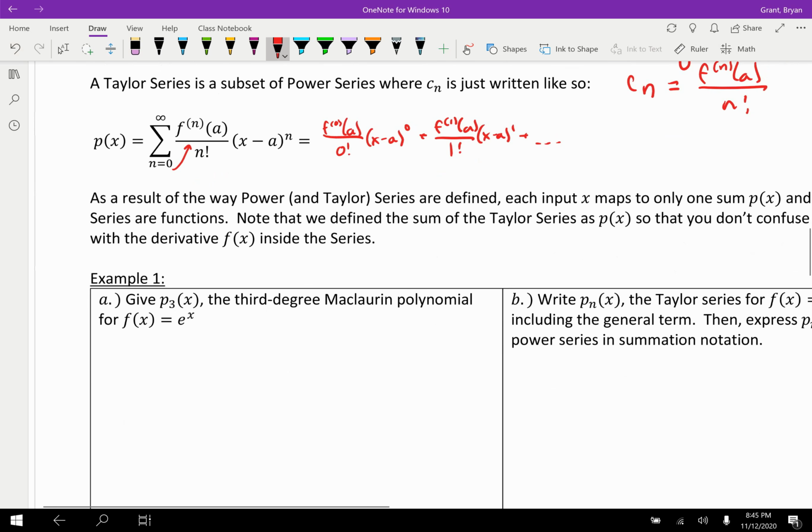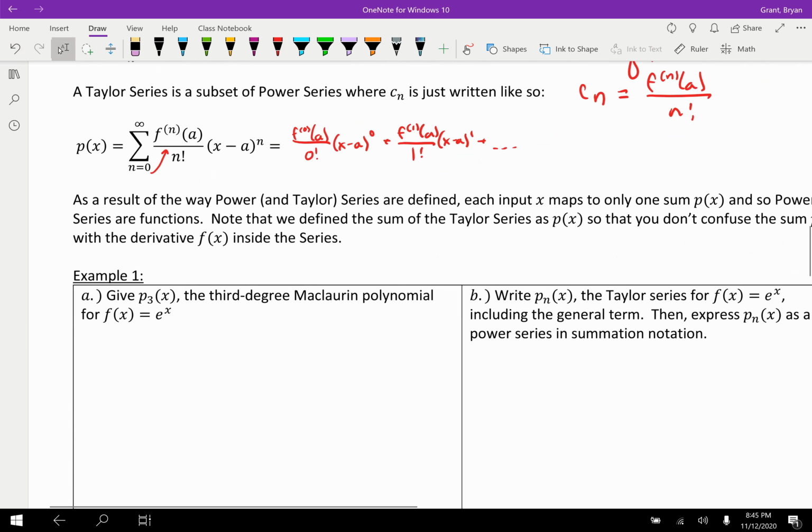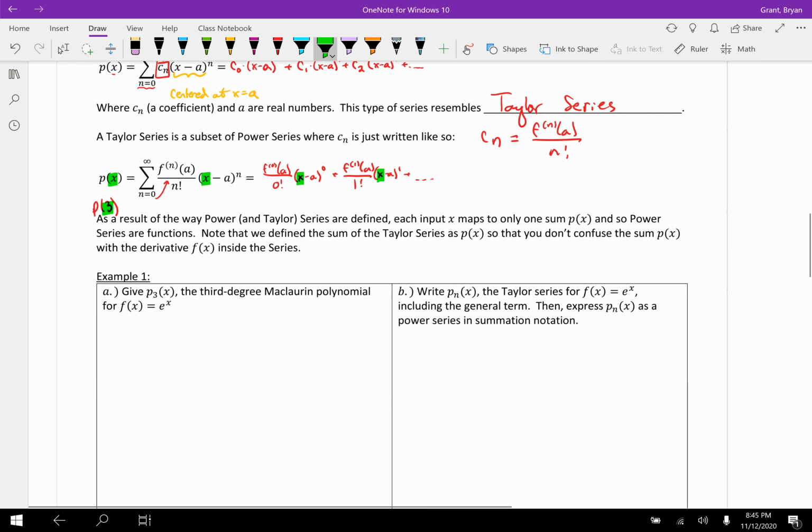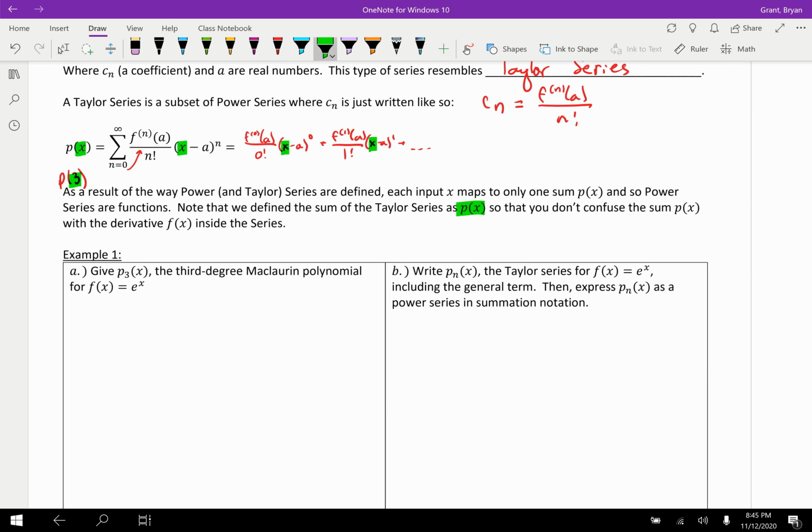Now, we should also realize that by defining a power series in function notation, each input is only going to map to one sum. So if I do something like p of 3, what that really means is take all these terms out to infinity, but replace all the x's with whatever x value you want. In this case, it'd be 3 if I wanted to find p of 3. And so we a lot of times define the sum in terms of function notation, so that we use p of x so that we don't confuse p of x, which is the actual sum, with f of x, what's being used to create the sum, which is a little confusing to hear.